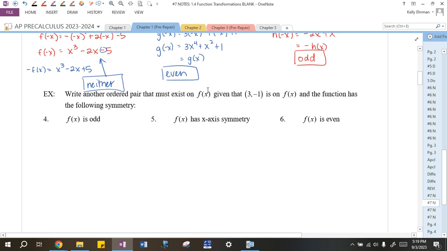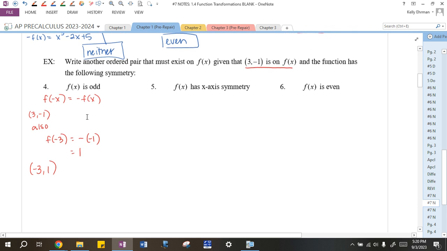Write another ordered pair that must exist on f of x, given that (3, negative 1) is on f of x. So we know that to be true. And the function has the following symmetry. So the function is odd. Remember, an odd function means that f of negative x should equal negative f of x. So therefore, if (3, negative 1) is on f of x, then also f of negative 3 has to equal the opposite of negative 1. So (negative 3, positive 1) has to be on that graph.